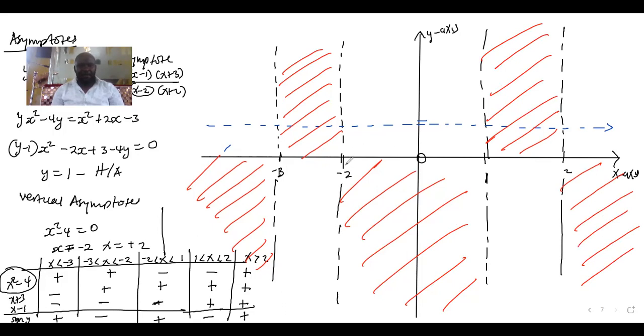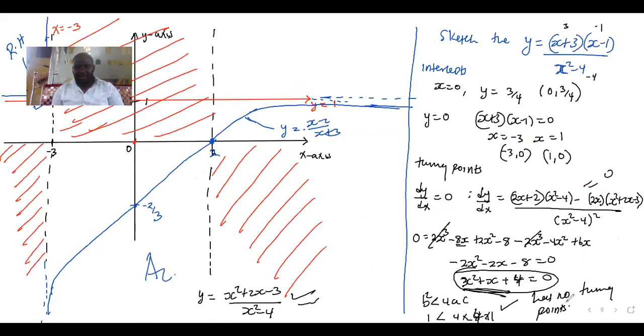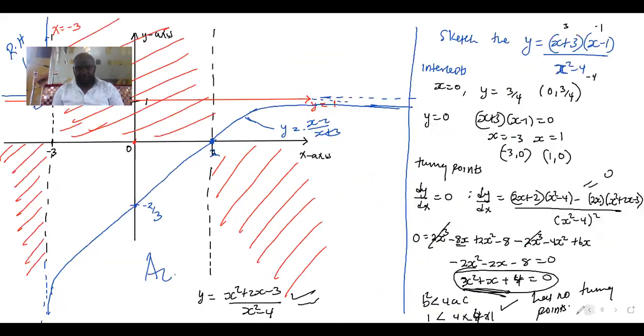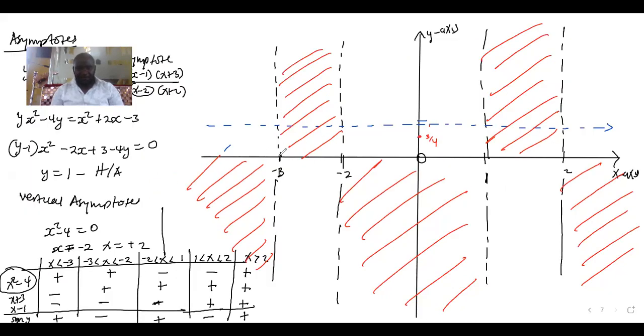Okay. Do you remember the intercepts, guys? Intercepts, we had 3, 0, 3 over 4. The horizontal asymptote was y is 1. So 3 over 4 is here. Then another intercept was at negative 3, 0, and 1, 0. Negative 3 is here. This is our y is 1, horizontal asymptote.